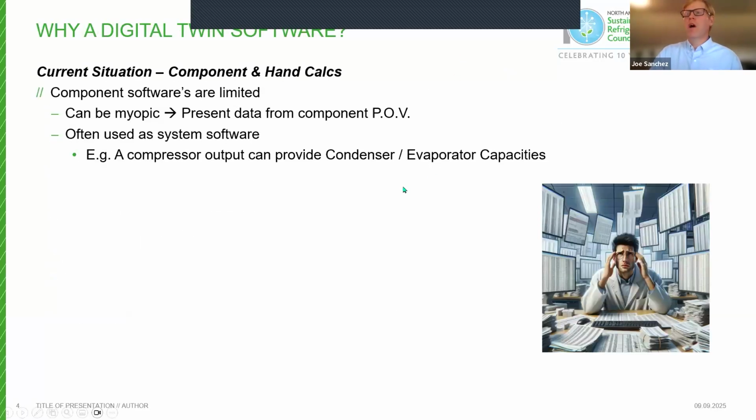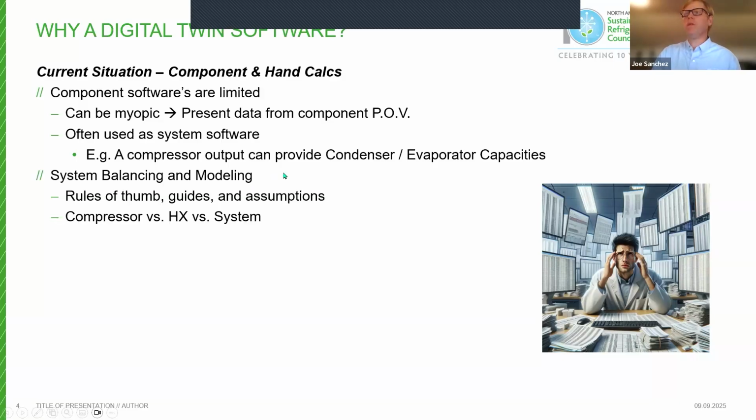Real quick, I can say from my own company's experience that component software does have limitations. Of course, they're myopic. They present data from their own point of view. They're often used as system software for good reason: the compressor is often the one generating mass flows, which is very important. But when it comes to system balancing and modeling, a lot of people rely on rules of thumb or guidelines. They use a lot of assumptions, and each of the components is unique. A compressor is actually fairly straightforward to model. It has pressures as inputs, and then power and mass flow as outputs.